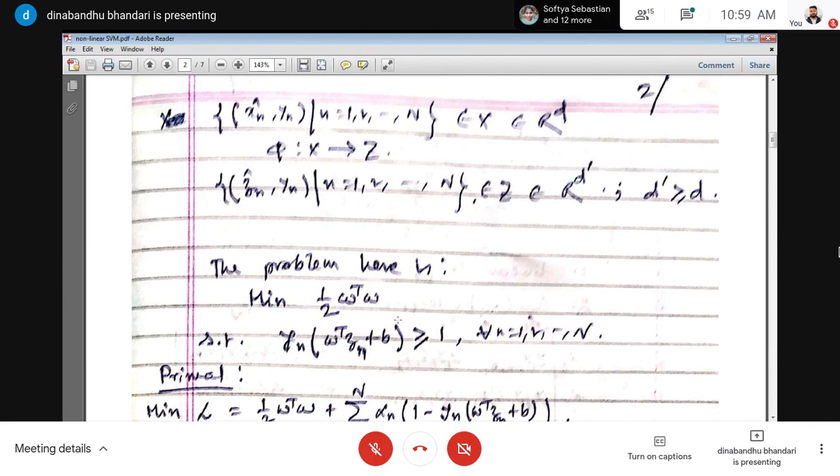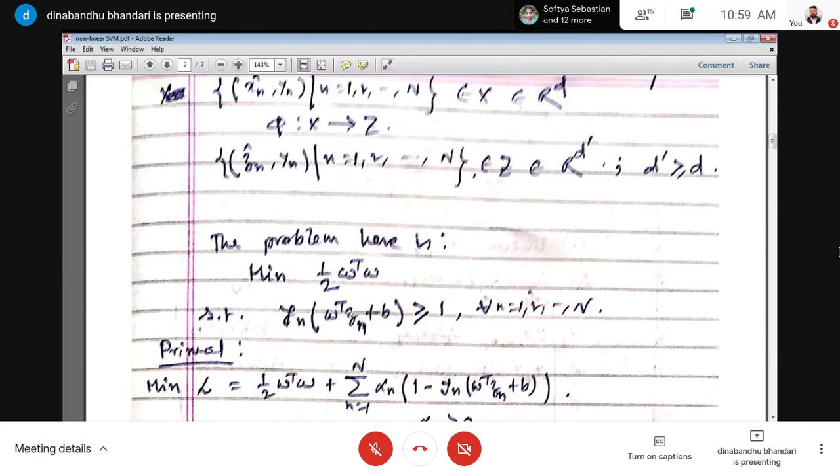But there is one issue, right? We have to calculate W transpose Zn, isn't it? W transpose Z. Now, if Z is very, very high dimension, we have to calculate the dot product. Moreover, there are other issues also, and let's see how we can tackle that particular issue.